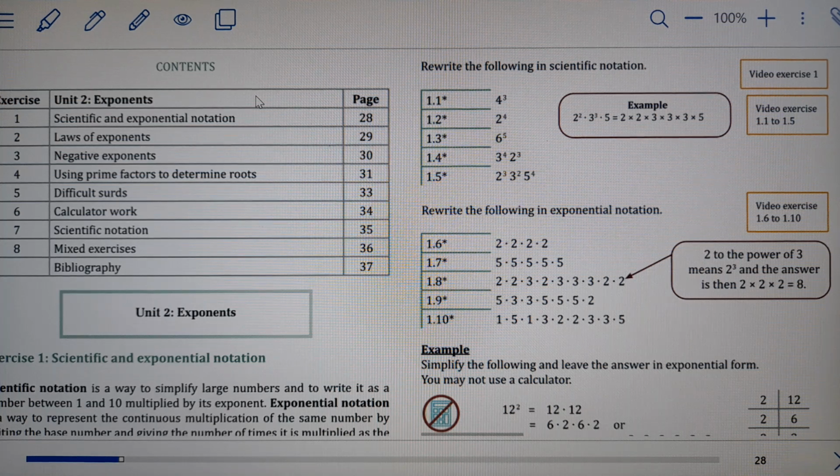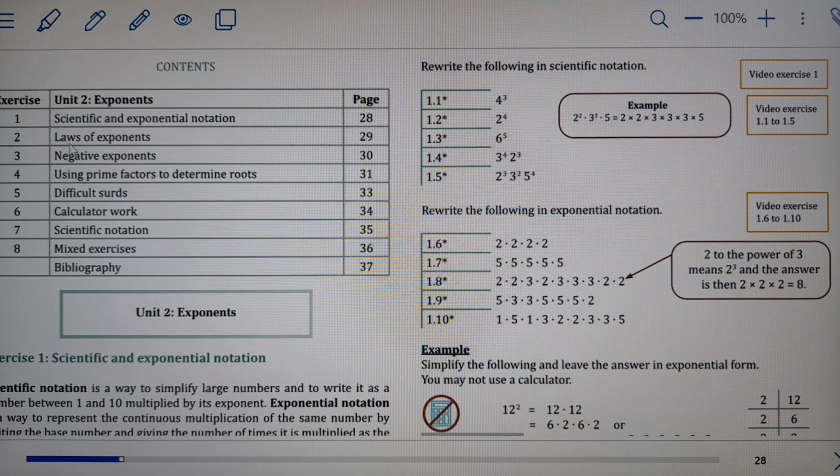Hello everyone, this is Maths grade 8, and last time we looked at rational numbers. Today we are starting with exponents. This is not new to you. You probably started with exponents from grade 6 or so. Under exponents we are going to look at scientific and exponential notation.